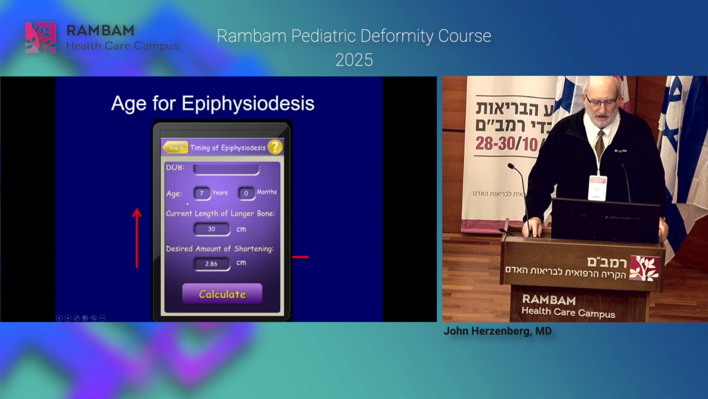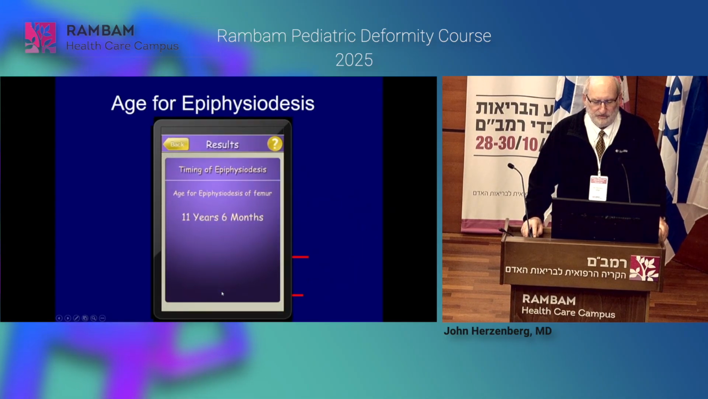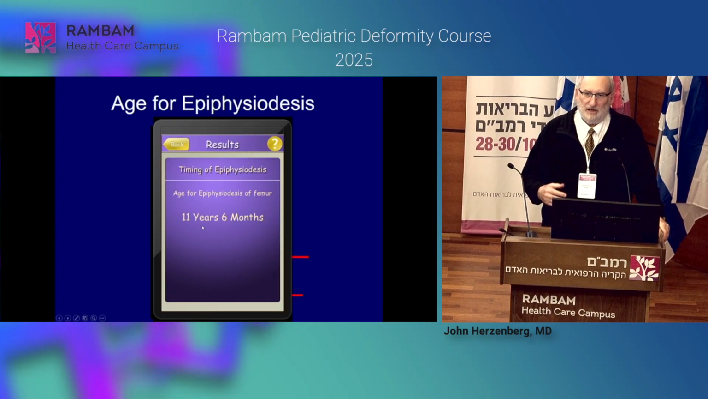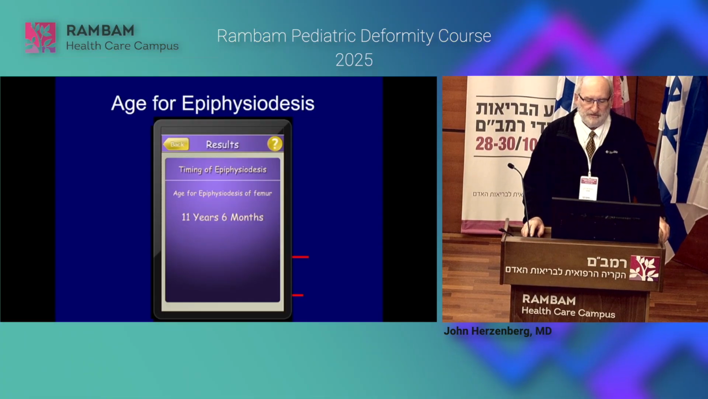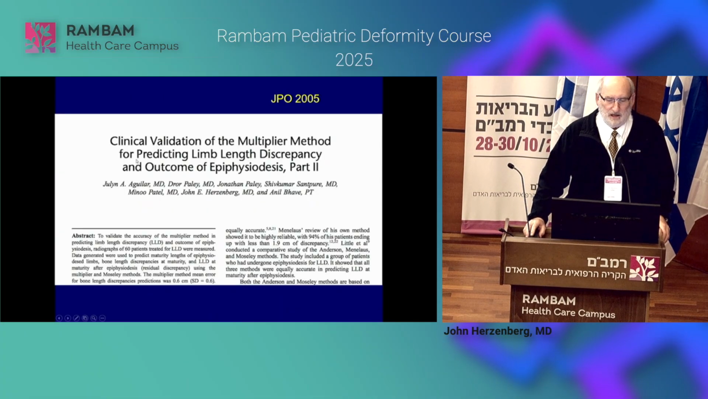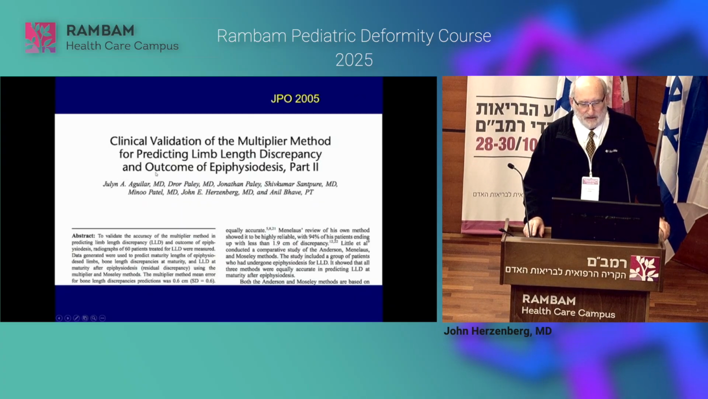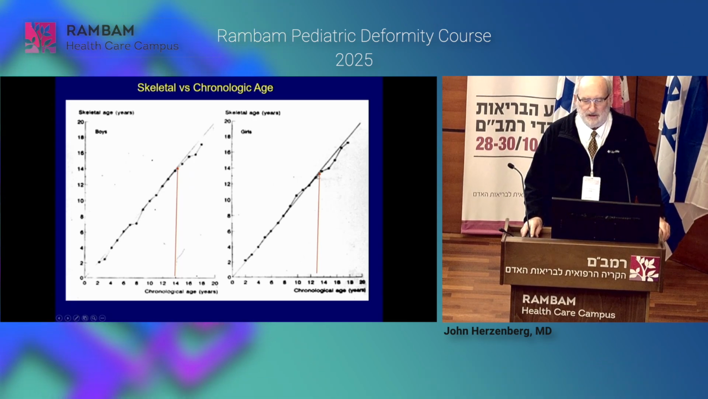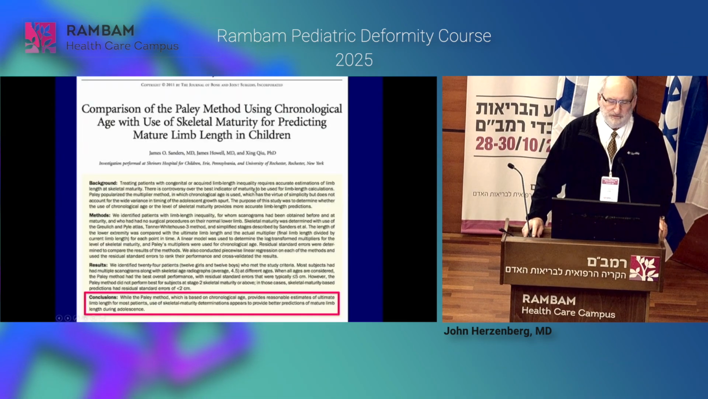If you put all that in and hit the calculate button, it tells you that you should do the epiphysiodesis at 11 years and 6 months of age. And I recommend that if you do this, you should use the skeletal age rather than the chronologic age, because you get better results. We published a validation of this method in JPO 2005. If you look at skeletal age versus chronologic age, they kind of correlate until around adolescence, and then they start to separate. So if you want to get better results, you should use skeletal age.